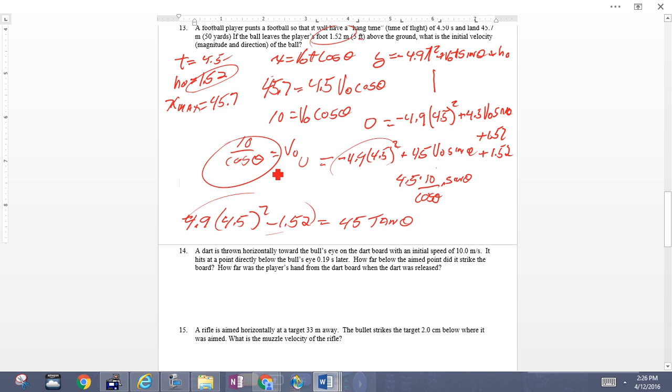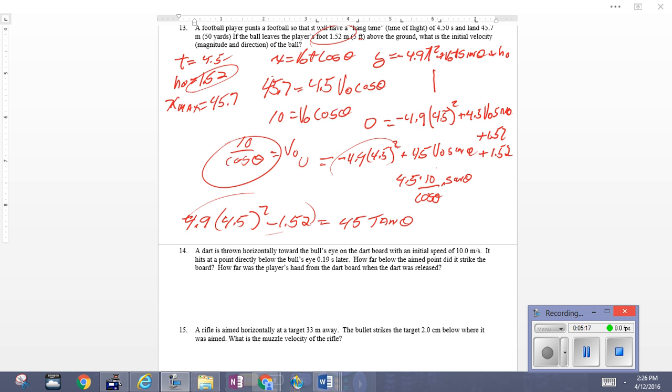Then, having the angle theta, we can come back and find the initial velocity from here. So I'm not going to spend any more time on that. You can figure that out from there and be done with it. Kind of neat problem.